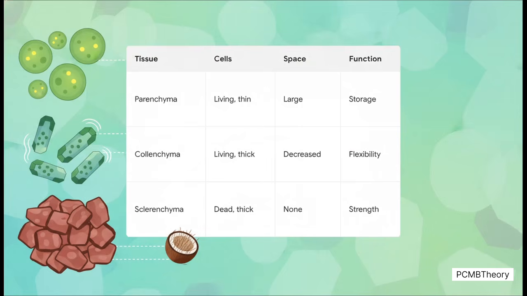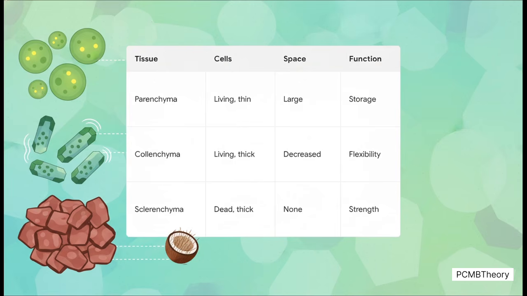But hey, what happens when those actively dividing meristematic cells get older? Well, they lose the ability to divide and they take on a permanent role. We call this process differentiation. Once differentiated, they become one of three simple permanent tissues, and the structural upgrades here are pretty amazing. We start with parenchyma. These are living cells with thin walls and large spaces between them, basically acting as a packing tissue that stores food.